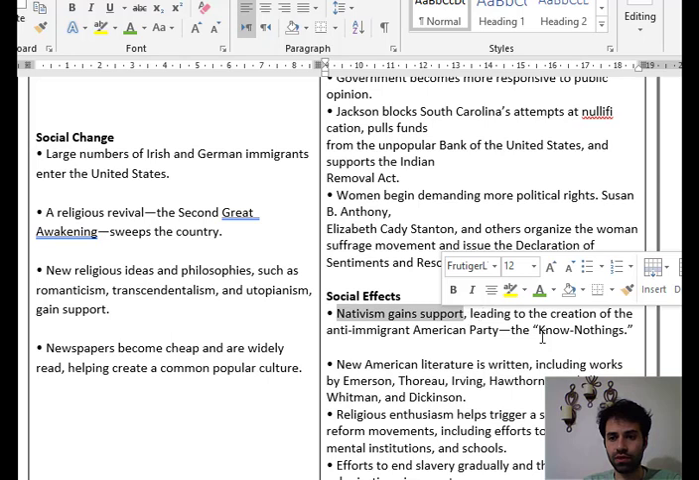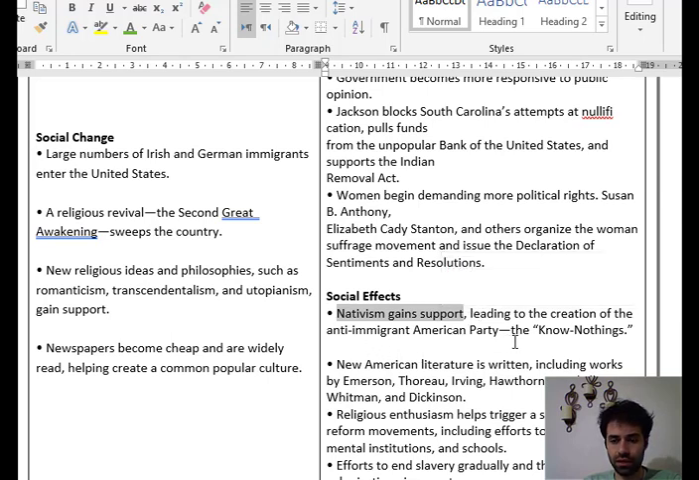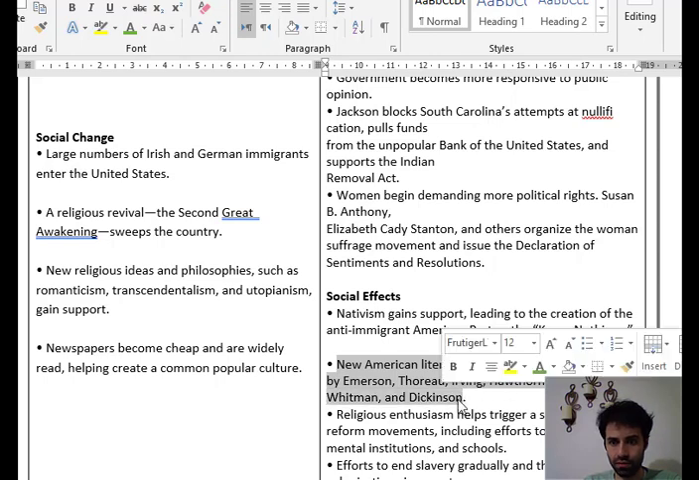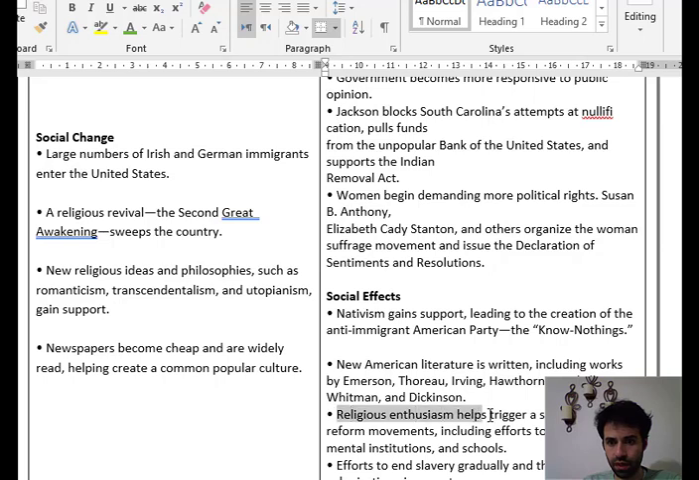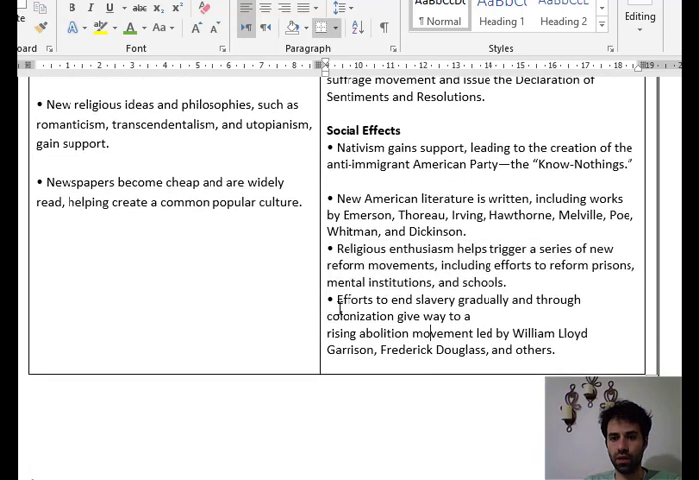Nativism gained support, leading to the creation of the anti-immigrant American Party, known as the Know Nothings. New American literature is written, including work by Emerson, Thoreau, Irving, Hawthorne, Melville, Poe, Whitman, and Dickinson. Religious enthusiasm helped trigger a series of new reform movements, including efforts to reform prisons, mental institutions, and schools.